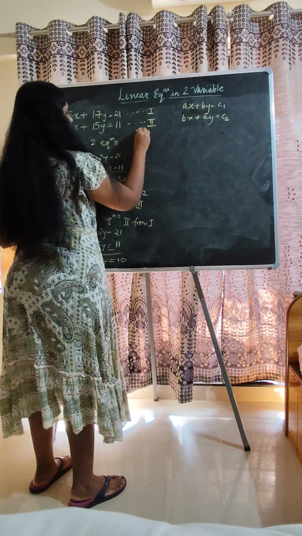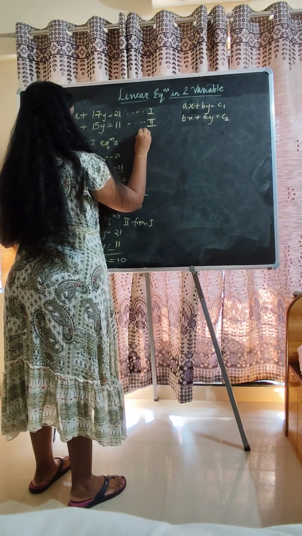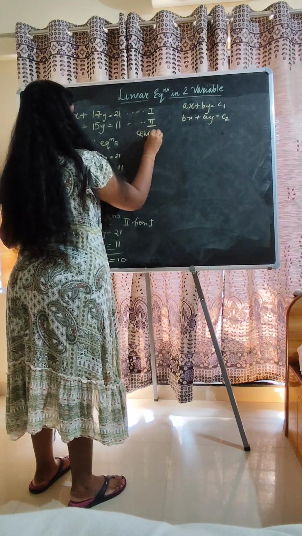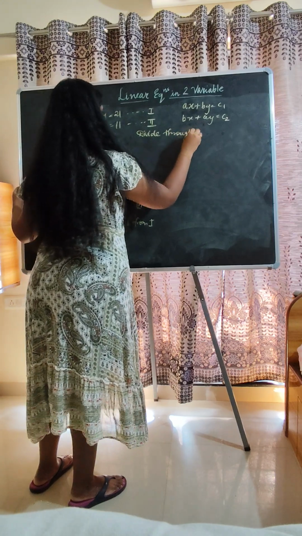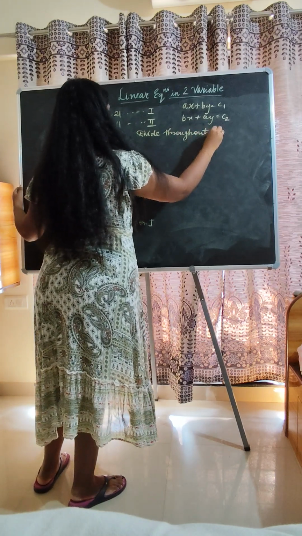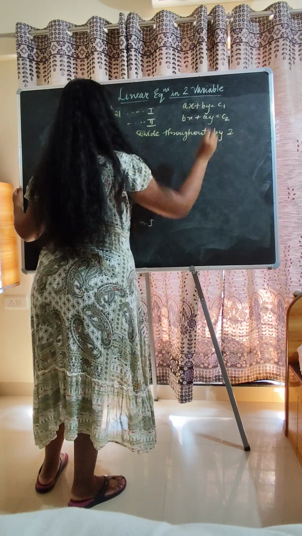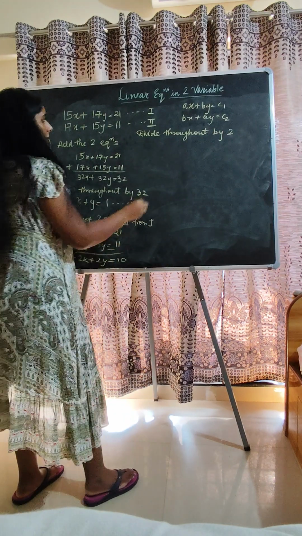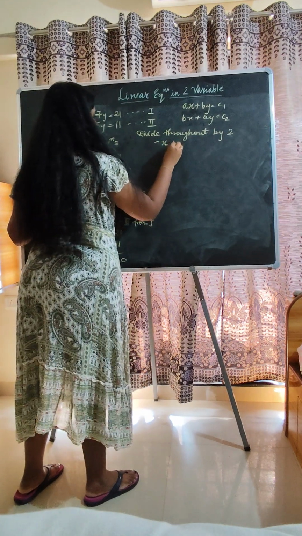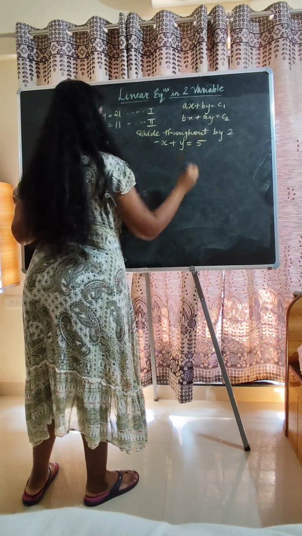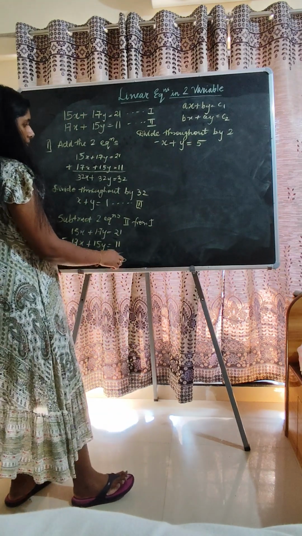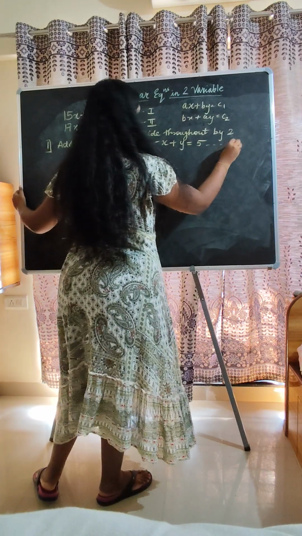Now you need to divide throughout by 2. Once you divide throughout by 2, you get minus x plus y is equal to 5. So this is the fourth equation.